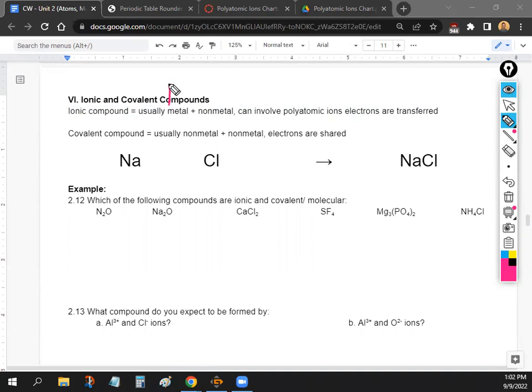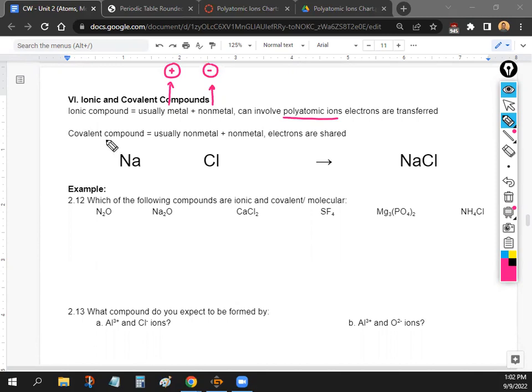Another way that you can think about it is it's a molecule that's made out of a positive ion and a negative ion. So it's always going to be a cation and an anion, usually a metal and non-metal, but it can sometimes involve some polyatomic ions. You might notice that there are positive polyatomics and negative polyatomics, and as long as they combine as a cation and anion, you get an ionic compound. And in these situations, the electrons are transferred.